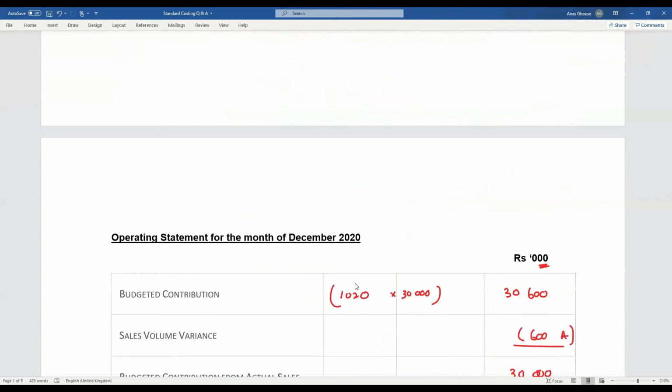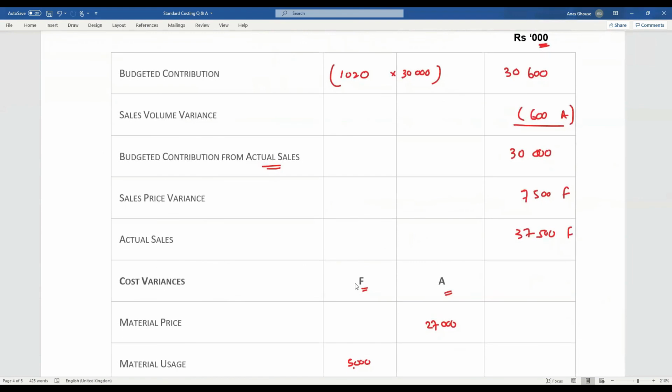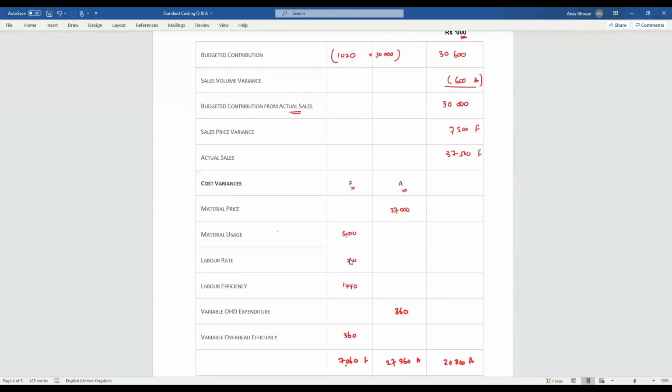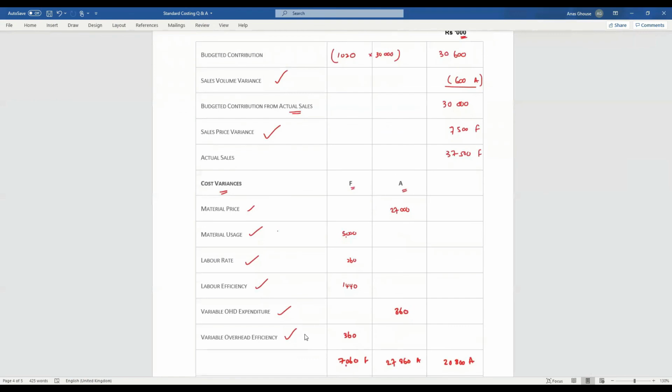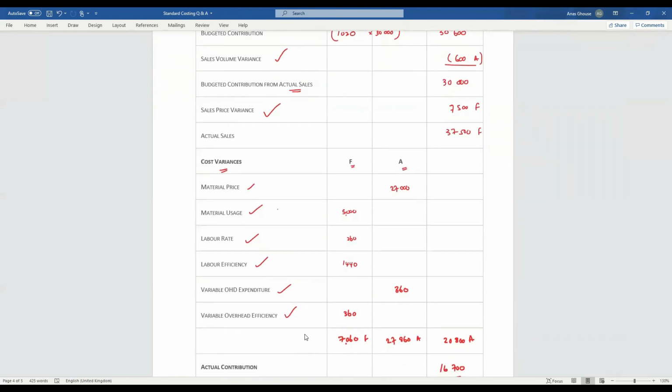So we have considered all the variances in this operating statement. As you can see, this is the operating statement. We have considered all the variances: sales volume variance, then sales price variance, then the cost variances: material price, usage, labor rate, labor efficiency, variable overhead expenditure, and variable overhead efficiency variances. Once you adjust this, you will arrive at your actual contribution. Okay, so this is how you prepare the operating statement.